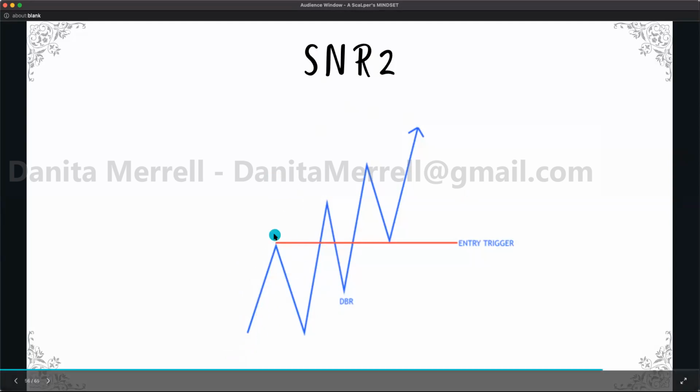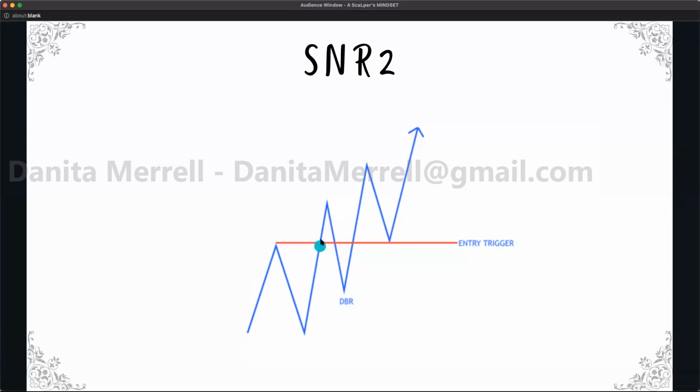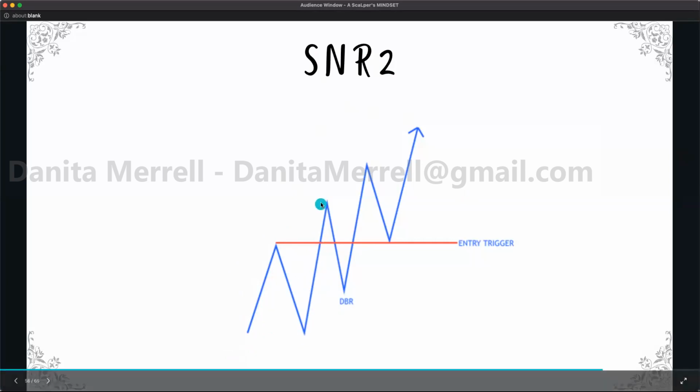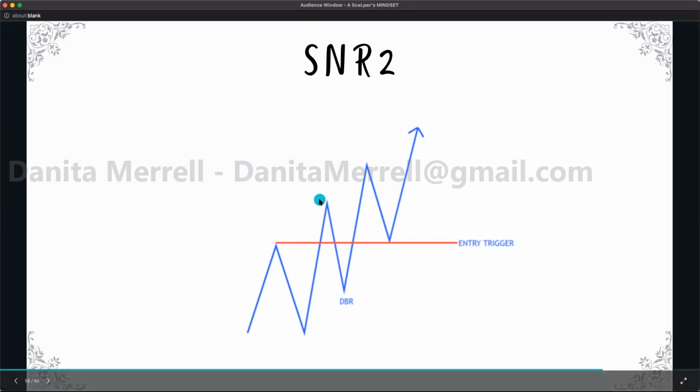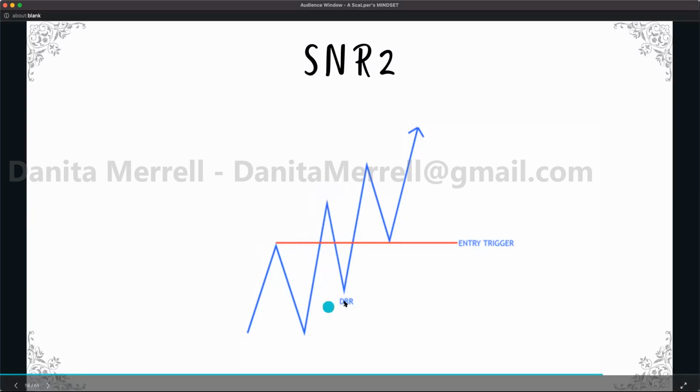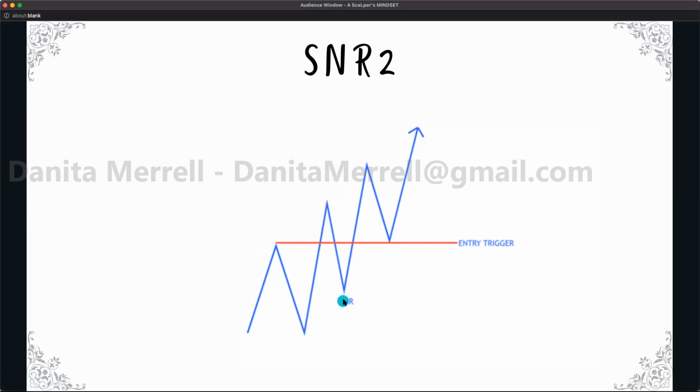Okay, so here we have a strong resistance created, and then a rally through that resistance. If there was a basing candle here, then we would be looking at an SnR1, but there is not, right? It's just a rally through the resistance and it breaks it, okay? So it's very important that it breaks the resistance with a body closure. Then from here, we have a pullback or a drop base rally, and then another break. So you have a double break of structure.